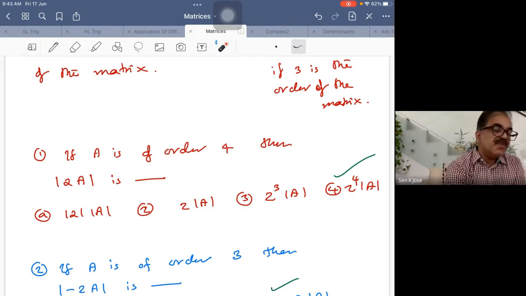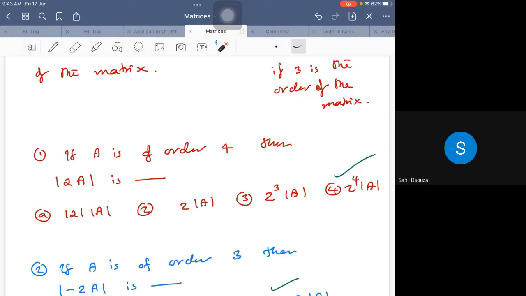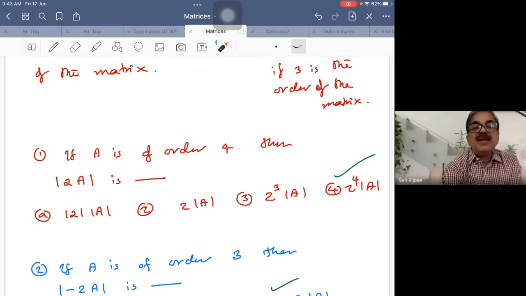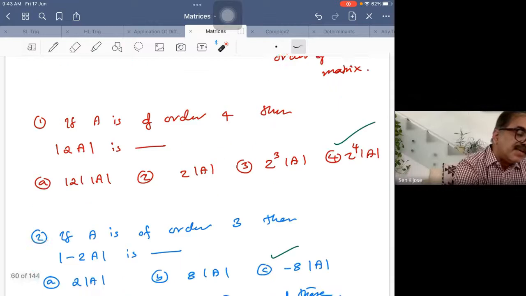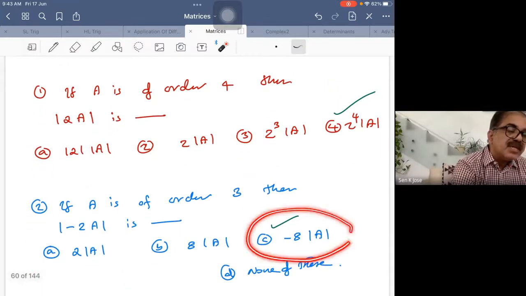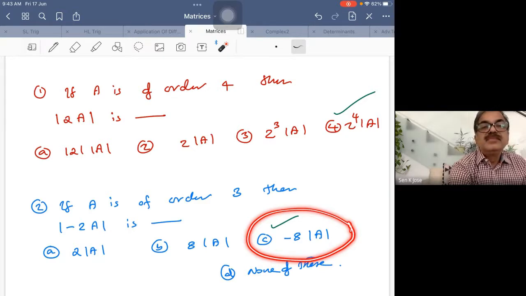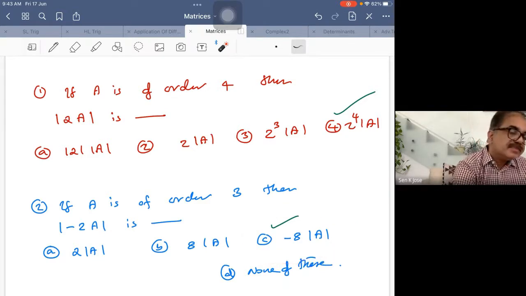Sahil, can you tell me what is the answer to this question? -2 raised to 3 into determinant of A. And -2 raised to 3 is actually -8. So your answer is -8 into determinant A. Okay? This is the answer. -8 into determinant A. Everybody okay? Yeah? Yes, sir. Okay.